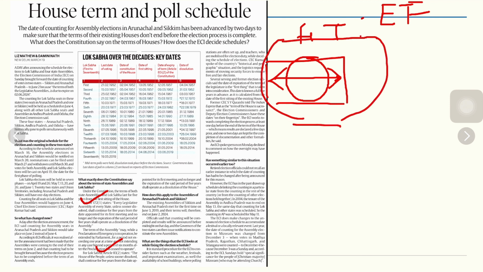At that time, either the schedule can be changed, or the term can be increased, or other precedent rules can be imposed. So you must have seen the date of counting for the assembly election in Arunachal and Sikkim has been advanced, and that too by 2 days, to make sure that the terms of their existing houses don't end before the election process is complete. That is what the Election Commission has decided to do.